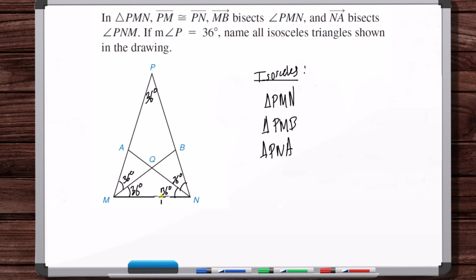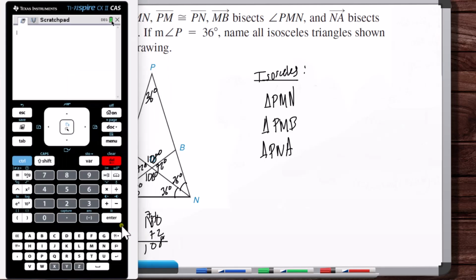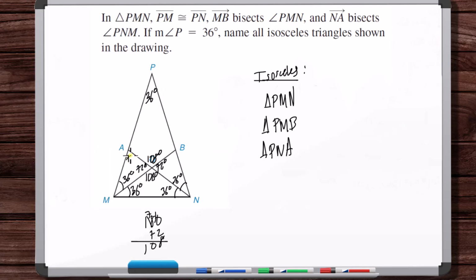We can see that triangle, well, let's see here. Okay, so 36 times 2 is 72. What is 180 minus 72? That's going to be 108. So this is 108. So, okay, 180 minus 108 is 72. So let's see, 36 plus 72. So this is 72 over here.